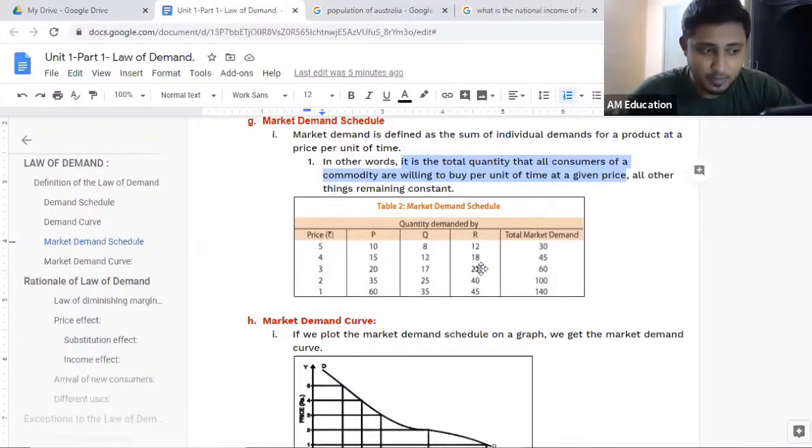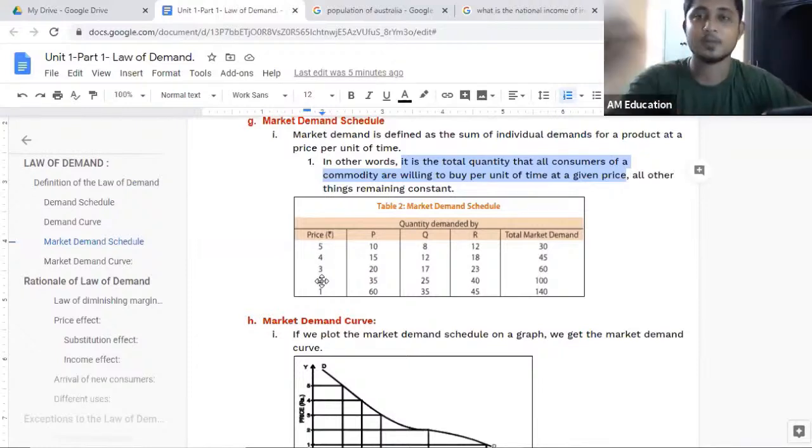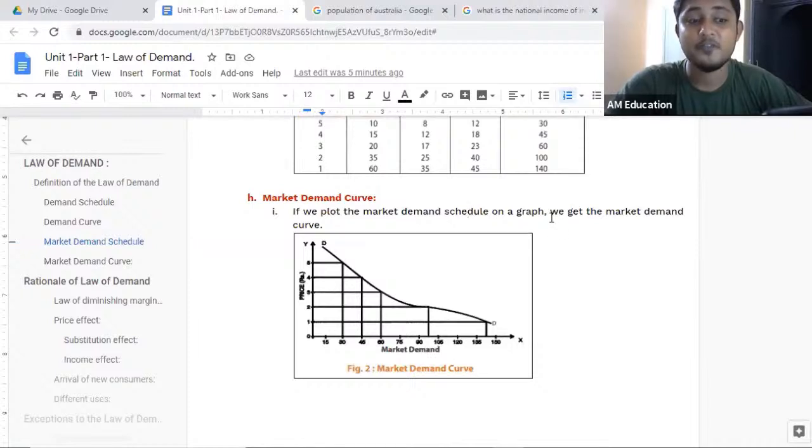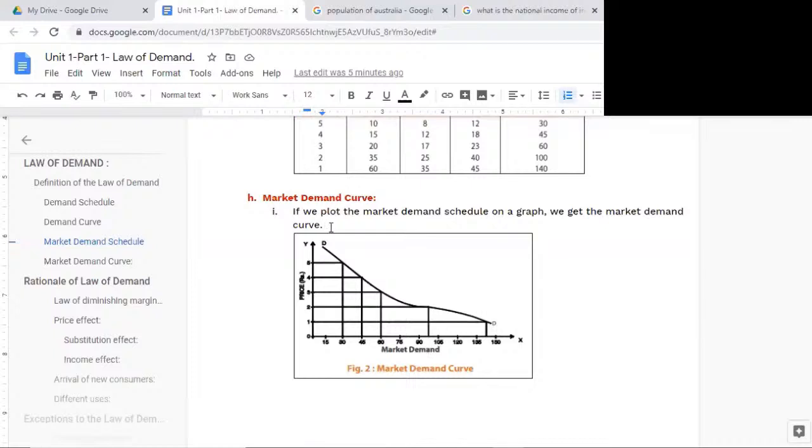Got it? It can be only one at one point of time. It cannot be one for one person and two for another person. So at a point of time, at this price, how much is the individual demand and how much is the market demand? Got it? And if we plot the market demand schedule on a graph, we get the market demand curve. Cool. Got it?